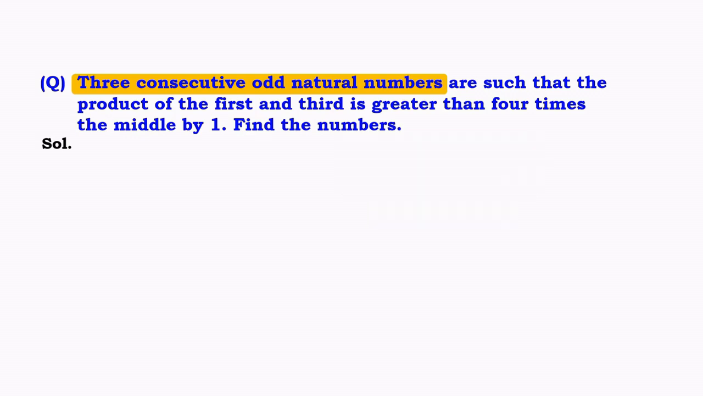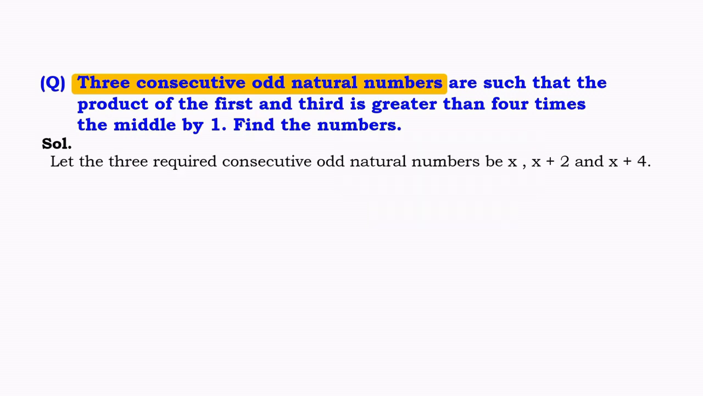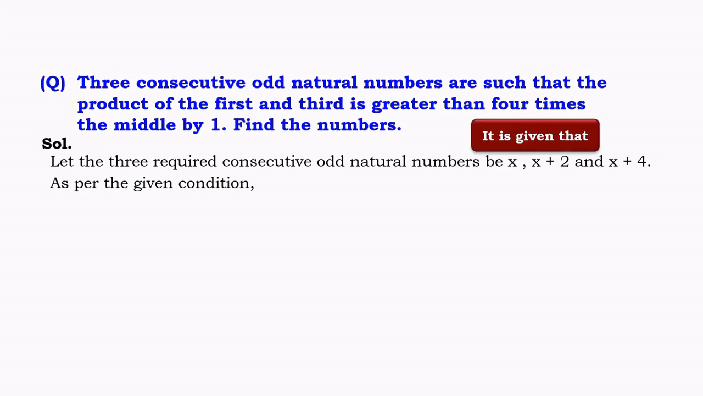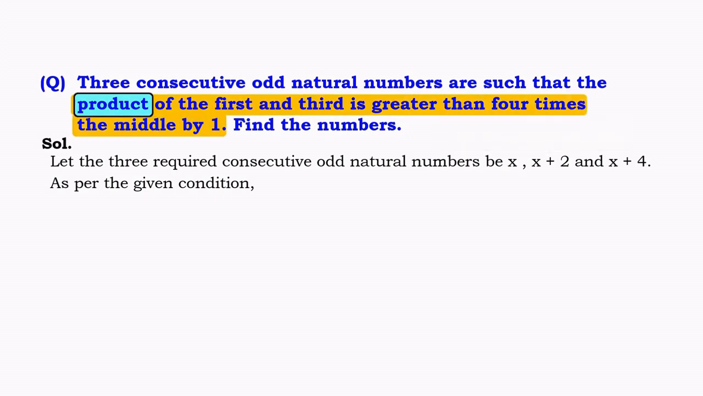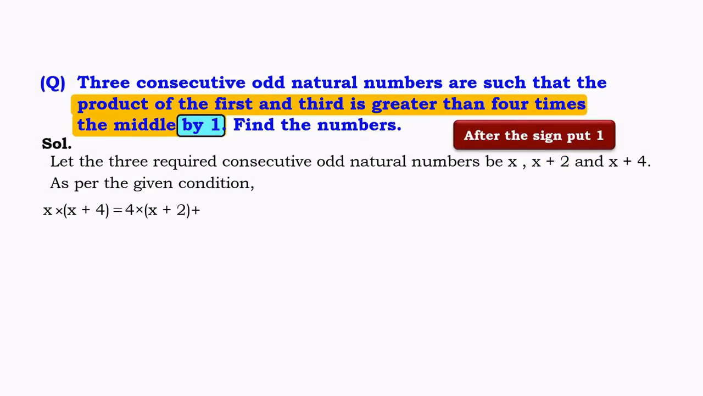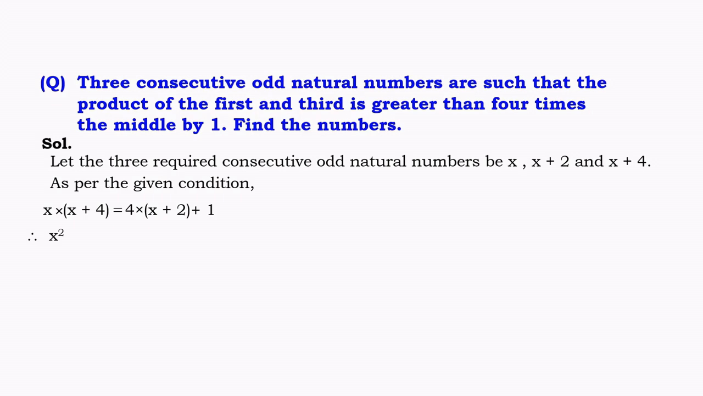Now let us translate the given condition into a mathematical equation. The first number is x and the third number is x plus 4. Therefore, the product of the first and third numbers is x multiplied by x plus 4. The middle number is x plus 2. 4 times the middle number is 4 multiplied by x plus 2. According to the question, the product of the first and third numbers is 1 more than 4 times the middle number. So, x multiplied by x plus 4 is equal to 4 multiplied by x plus 2 plus 1. Now let us simplify the equation.